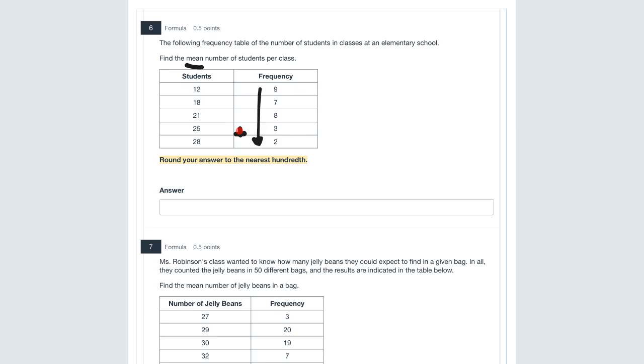So how many classes are there? So 9 and 7 is 16, and 8 is 24, and 3 is 27, and 2 more is 29, right? So there's 29 classes.